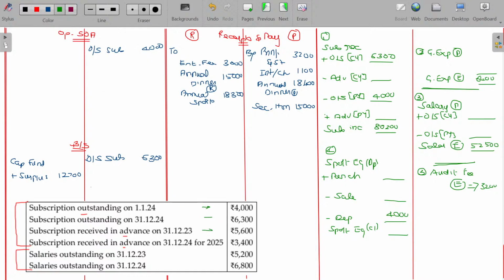Subscription received in advance in the previous year. Advance of the previous year 5,600. In that previous year, it may be the liability. Subscription advance, this value being 5,600. Subscription received in advance on 31/12/24 for the next year, meaning current year advance, the value being 3,400. As you receive in advance, it's a liability for the current year. So subscription advance, the value being 3,400.